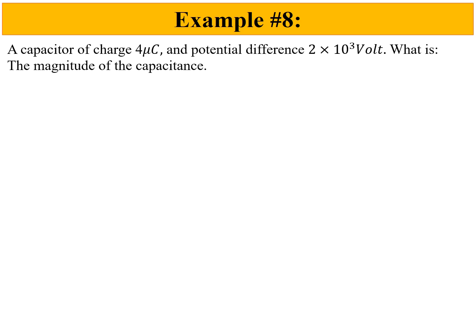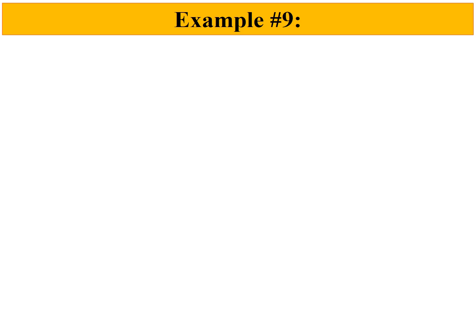Let us take an example here. A capacitor of charge 4 microcoulomb. This means that one plate is charged with 4 microcoulomb, the other plate is charged with minus 4 microcoulomb. The potential difference between the two plates is 2 times 10 to the 3 volt. What is the magnitude of the capacitance? Simply C equals Q over V, and you can calculate the capacitance to be 2 nanofarad.